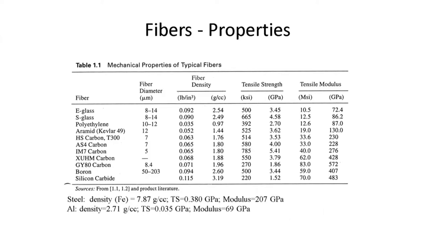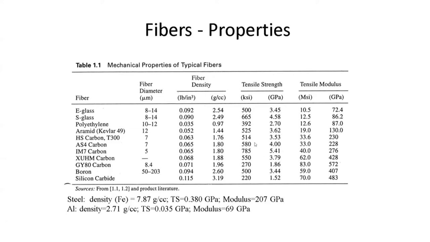You can see here, if I were to compare now these fiber systems to steel or aluminum, I have 7.87 for steel. And the highest I see here is silicon carbide, 3.19 grams per cc. And so you can see steel is double the weight. And then the modulus I'm getting, it's not much better, right? We're seeing here the modulus is 43 for silicon carbide, 207 for steel. And then you can see here the tensile strength 0.38. Look at that. Look at that beauty. Everything here above one GPa.